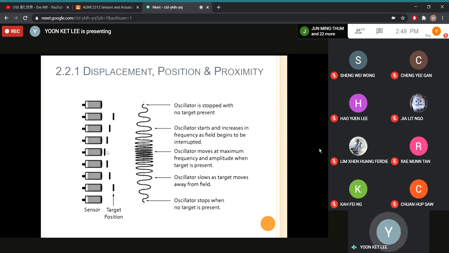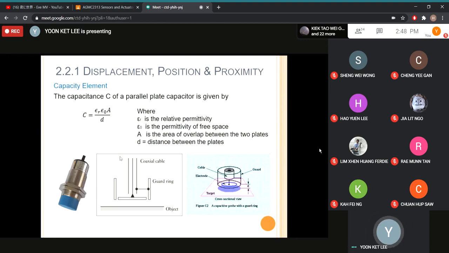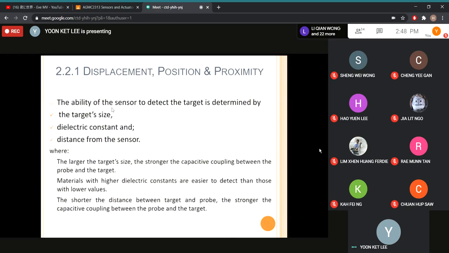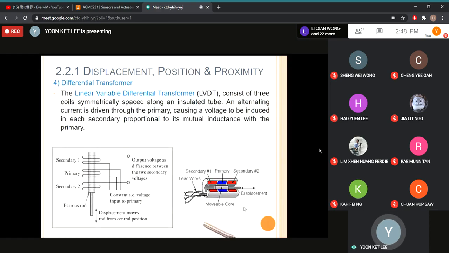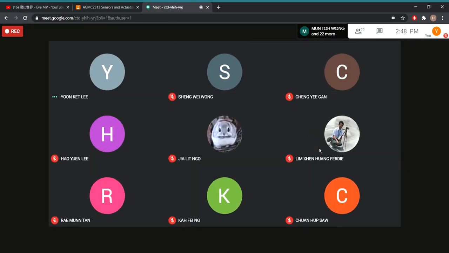Okay, the closer your target object position to your sensor, the higher the sensitivity. Okay, the more sensitive. So this is the capacitance sensor.